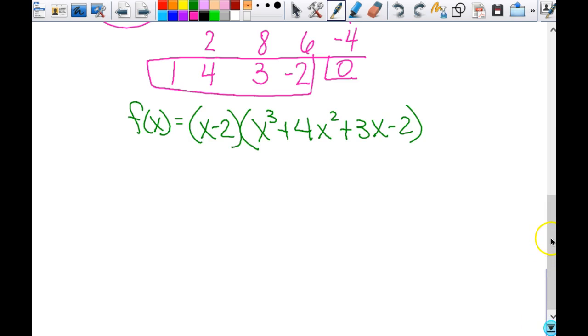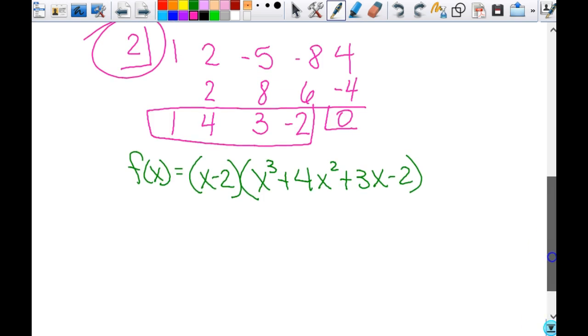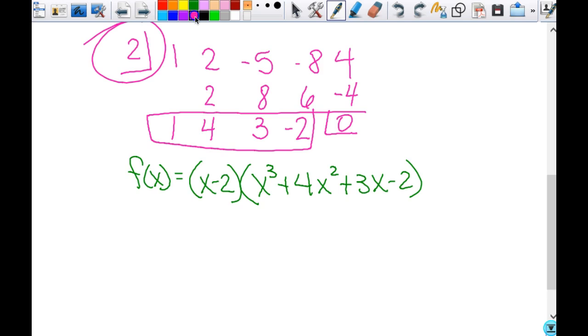And so now I'm going to use the negative 2, but I'm going to use my depressed polynomial this time, not this. I can use this one, but the whole point is me trying to reduce this down. So now this is 1, 4, 3, and negative 2.